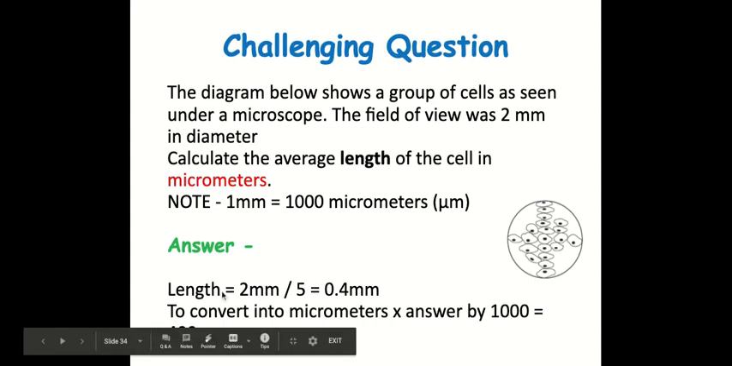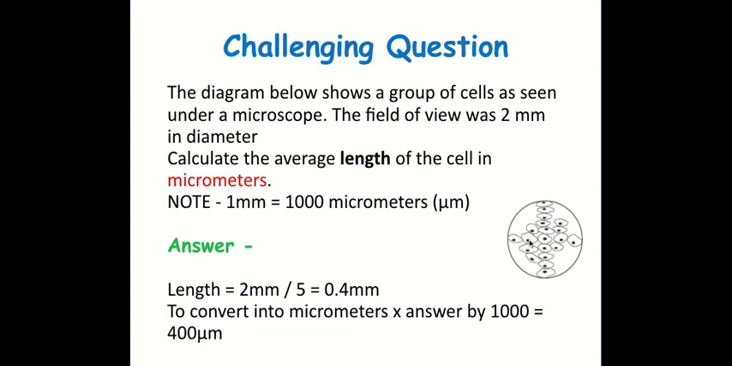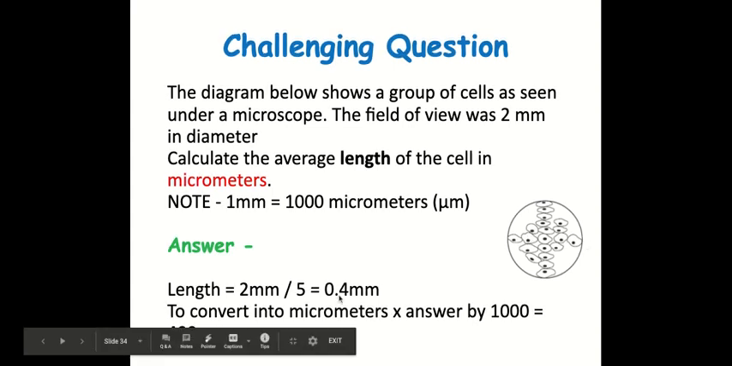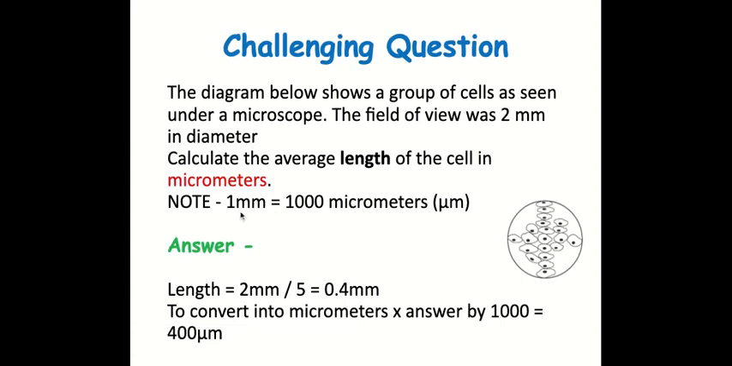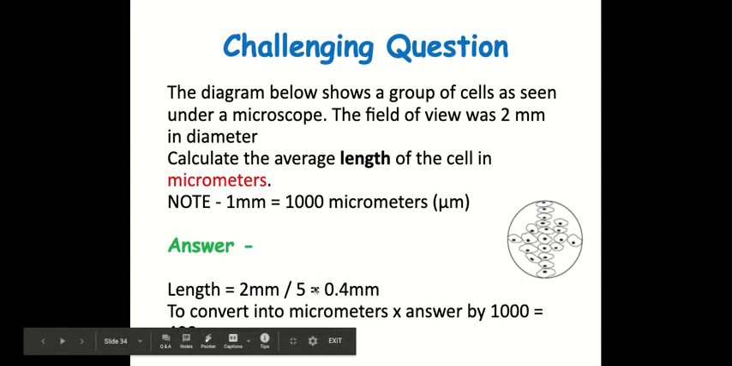To work out the length, just like before, you would take your 2 millimeters across, divide it by 5 because there's 5 cells, and that would give you 0.4 millimeters. Now, to get this into micrometers, we need to convert it, and we use the information we were given here, that 1 millimeter equals 1,000 micrometers. So all you do is take your answer and times it by 1,000 to get it into micrometers. So my final answer for this one is 400 micrometers.